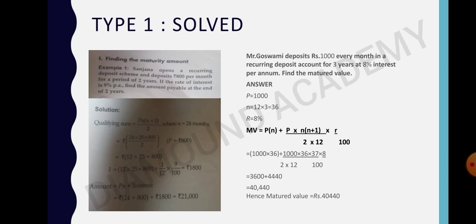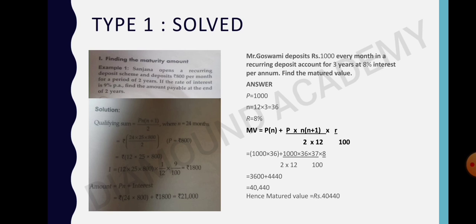So see, qualifying amount, that means directly they are using the amount formula, is P into N plus 1 upon 2, where N is 24 months. So 24 into 25 into 800 upon 2, you calculate all that, you get your interest. Multiply by 1 by 12 into 9 by 100, 1800. So amount you get is 24 into 800 plus 1800 what you have got above is equal to 21,000.